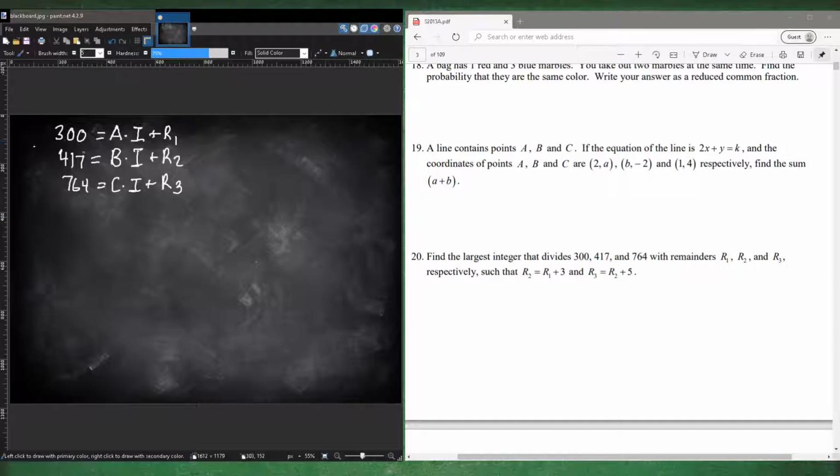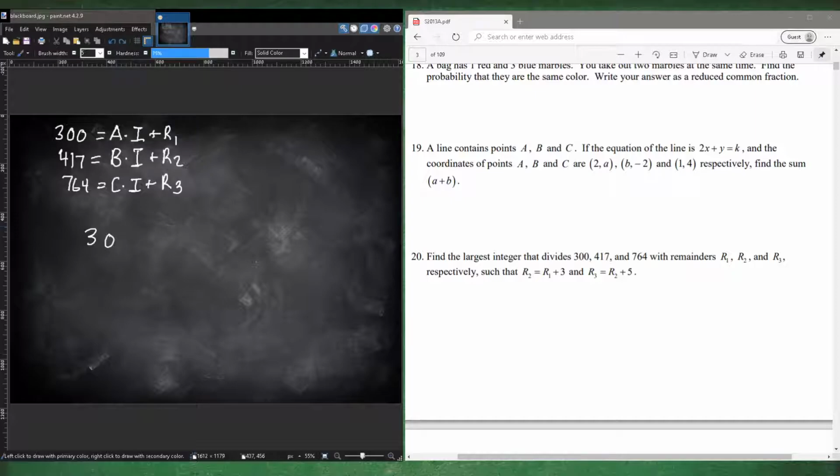Because let's say we have a number like 30. If we're dividing it by, let's say, 7, what's 30 divided by 7? What's the integer? Well, that's going to be 4 remainder 2. So we have 4 times 7 plus 2. Our 4 would be the A, the 7 would be our integer I, and our remainder would be 2. So that's 28 plus 2 is 30. And that is the basic principle for this.